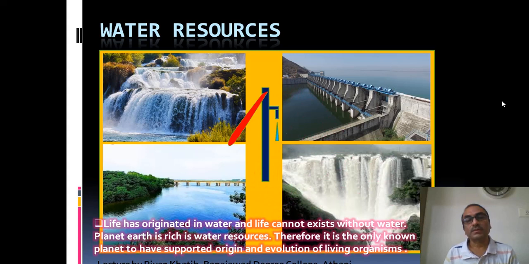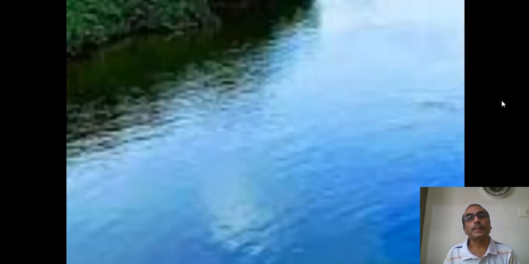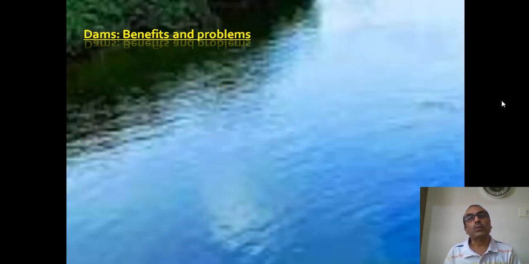Let's take up the next slide. Mainly the water resource we have is in the form of rivers, lakes and ponds, and most of the rivers we are utilizing for the need of water, and it is mainly by constructing dams. So let's take up the dams first. In this topic we are going to learn about the dams, their benefits and problems.